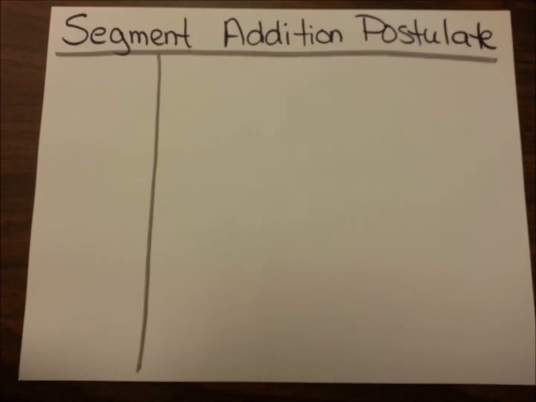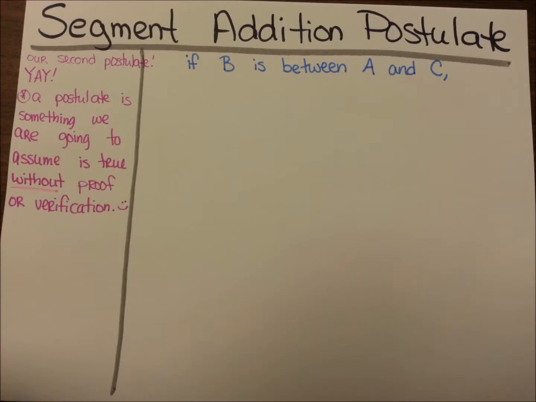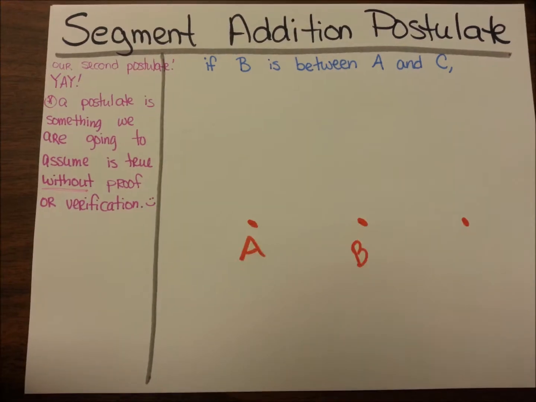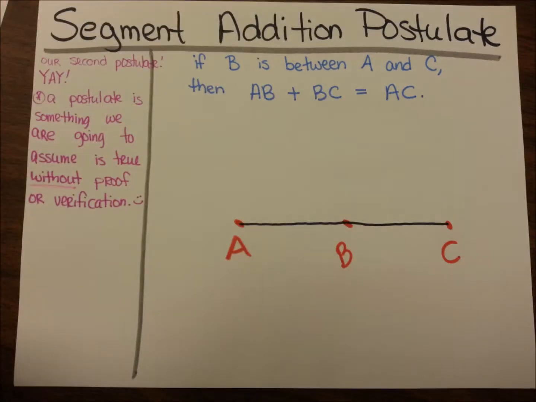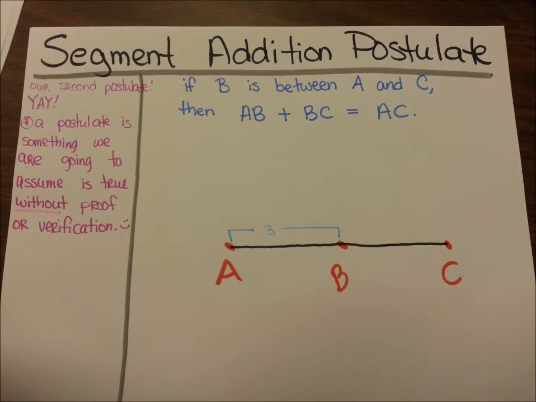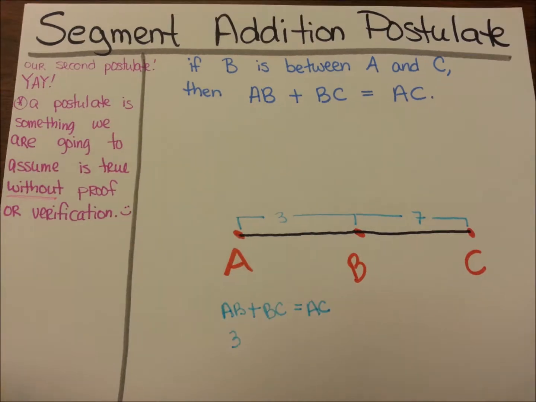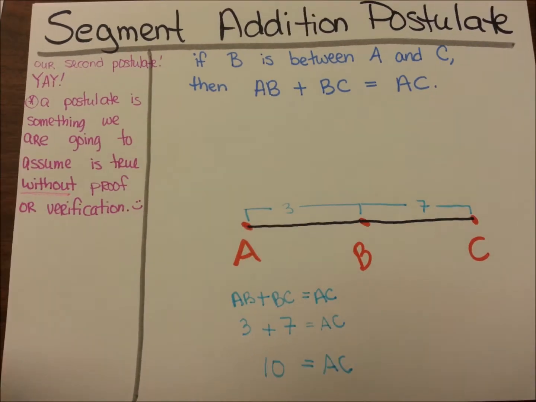Okay, next up we have the segment addition postulate. The segment addition postulate says that if B is between A and C, then the distance AB plus the distance BC equals the distance AC. This sounds a lot like our betweenness theorem, but it's stated in this algebraic sort of way, which allows us to write algebraic equations and then manipulate numbers on those actual distances.